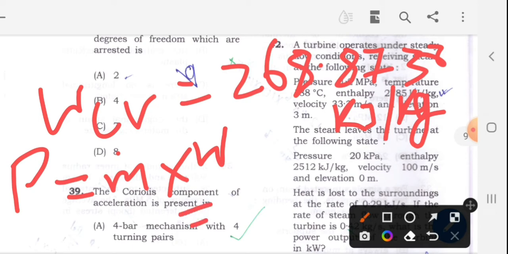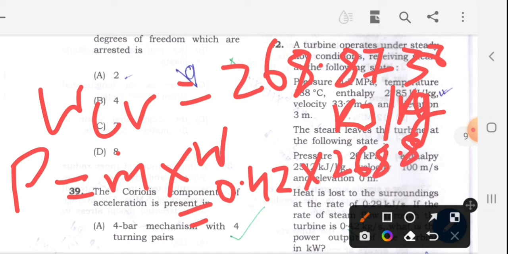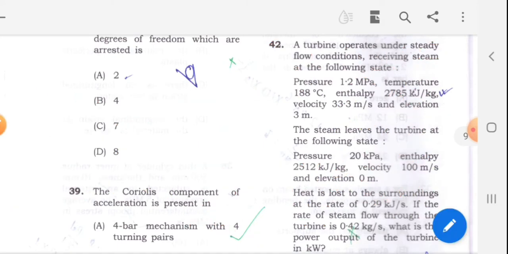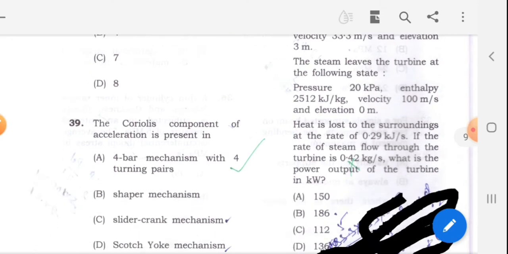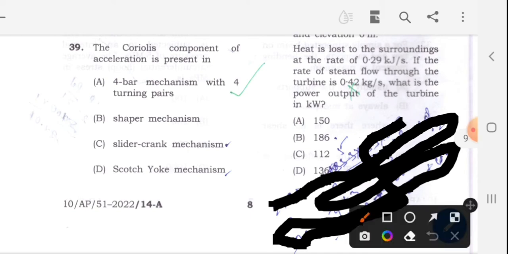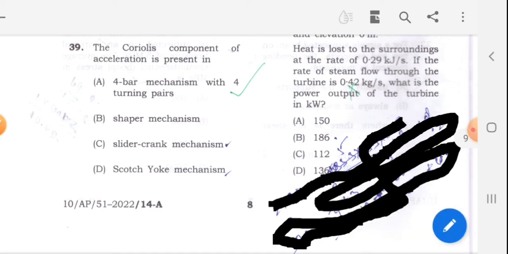Just put those values: 0.42 into W, which is 268.87. You will get the answer, which is 112.9270 kilowatt. That is the answer, which is option C. So question 42, the answer is option C, 112. Let's move on to the next question.